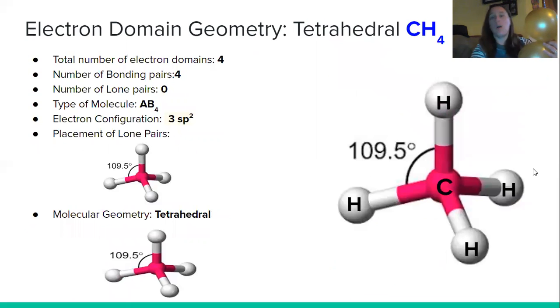Next we have our electron domain geometry of tetrahedral. I chose methane. It has 4 electron domains. It's got 4 bonded pairs. There are no lone pairs in a tetrahedral molecular geometry. It's an AB4 molecule, with an electron configuration of 3sp2. And that's what it looks like. You can see it looks almost like a little pyramid there. Like I said, for the tetrahedral molecular geometry, there are no lone pairs, and our bond angles are 109.5 degrees. I chose methane, so CH4.